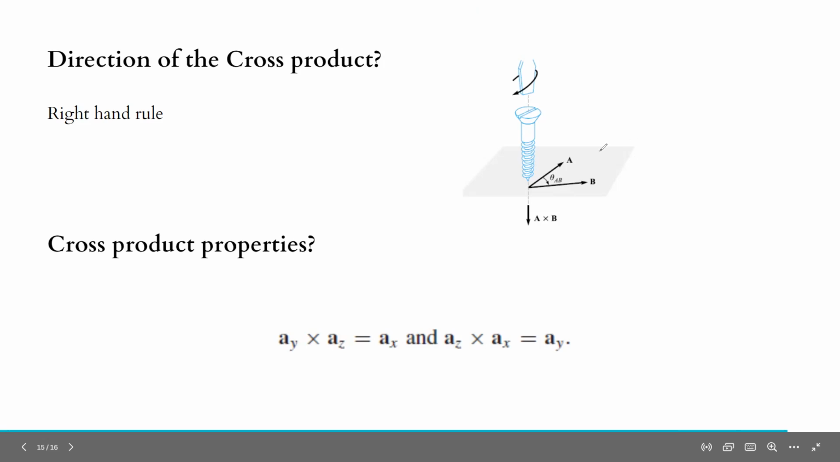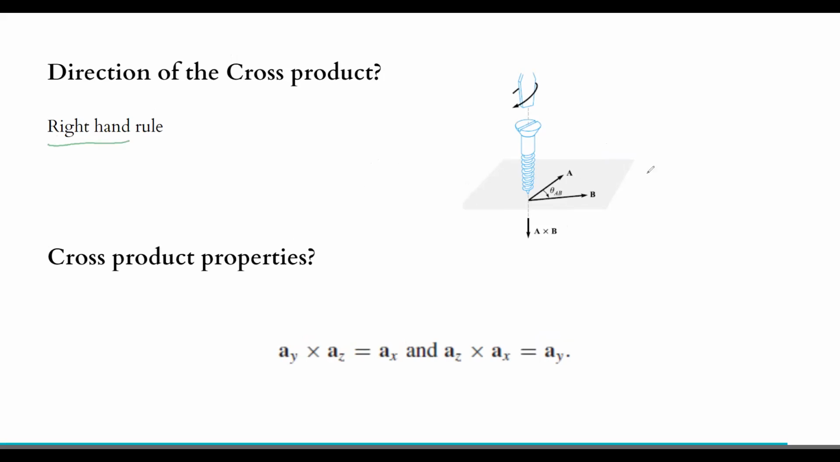So what you need to do once you want to find the direction of the cross product is use the right hand rule. What is the right hand rule? During this online class, it's difficult to show by pictures, but first you need to turn your fingers from the starting vector to the ending vector, and the direction where the thumb is pointing is the direction of the resultant vector.